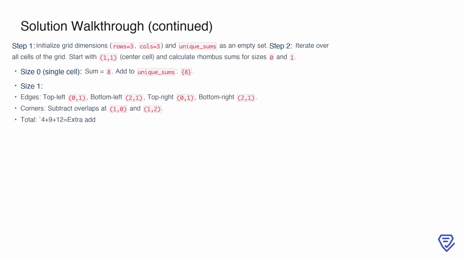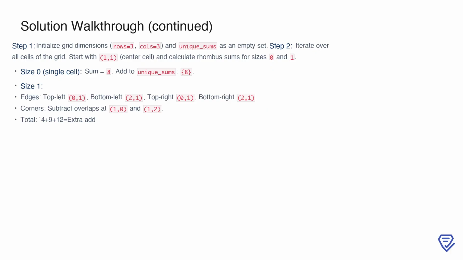Now, let's move on to a slightly larger grid, a 3 by 3 matrix. We start by initializing the grid dimensions as 3 rows and 3 columns, and we again create an empty set called unique_sums. Then, we iterate over all the cells in the grid, focusing first on the center cell, 1, 1, with the value 8. For this cell, we calculate rhombus sums for both size 0 and size 1. A size 0 rhombus is just the cell itself, so the sum is 8, and we add it to unique_sums.